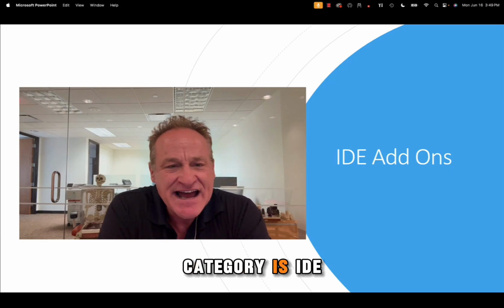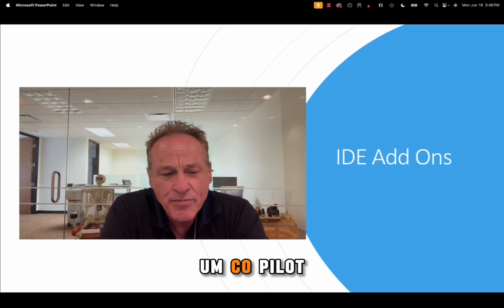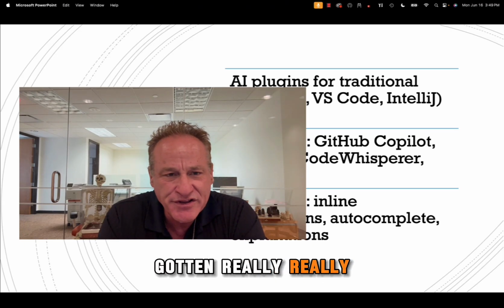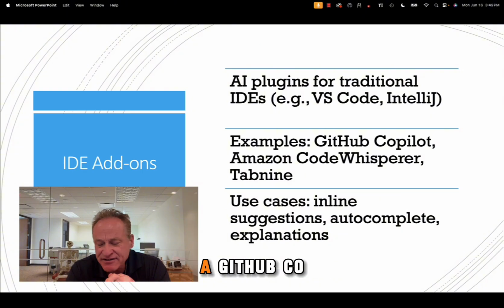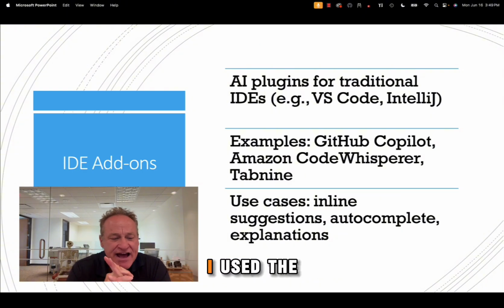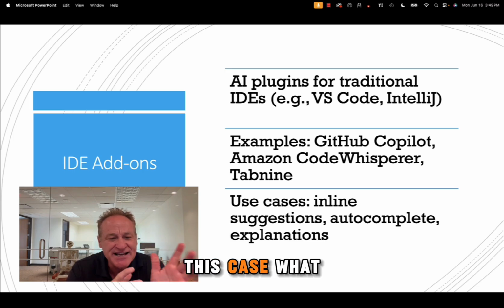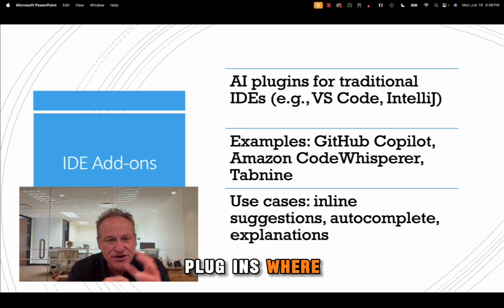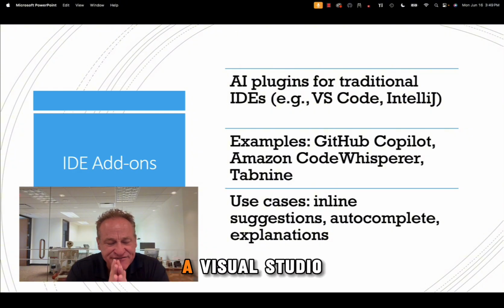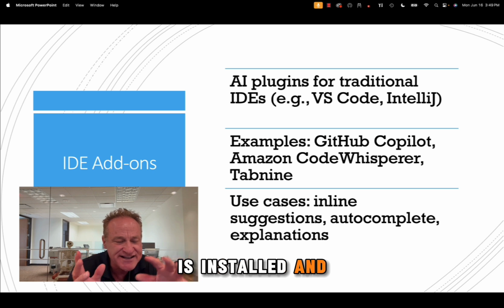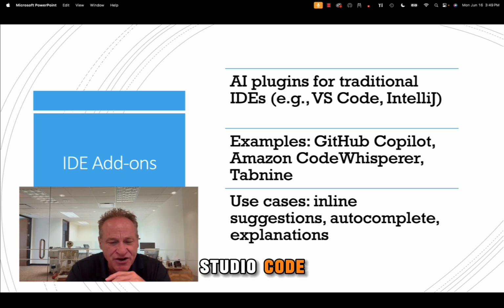So the next category is IDE add-ons like Copilot. Now these have gotten really, really good, and they've really continued to improve. Now I was kind of a burn victim with GitHub Copilot because I used the first version of it and I hated it. But in this case, what these are is plugins that you install in the IDE. So in my case, I was using it as a Visual Studio Code add-in. And so it is installed and activated into Visual Studio Code.